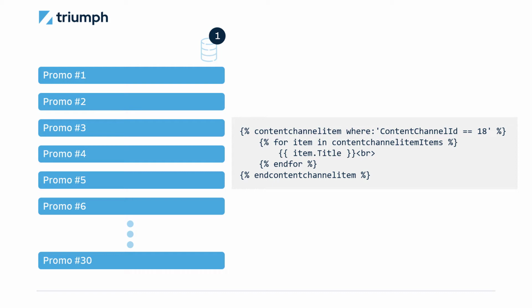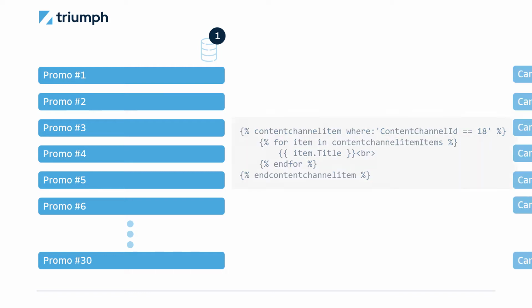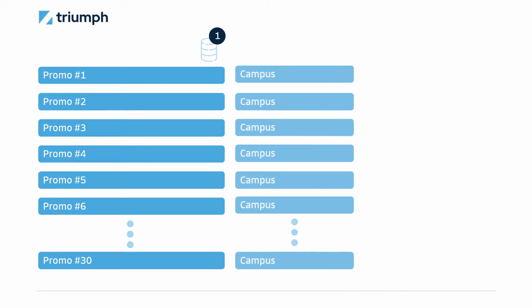We needed to present the event's campus. And so the campus was an attribute on the content channel item. So we'll go ahead and get the campus for this. And now what are we asking the computer to do? Well, we actually are asking the computer to go out to the database 30 times to load the campus for each item. So we went from one database read, now we're up to 30.